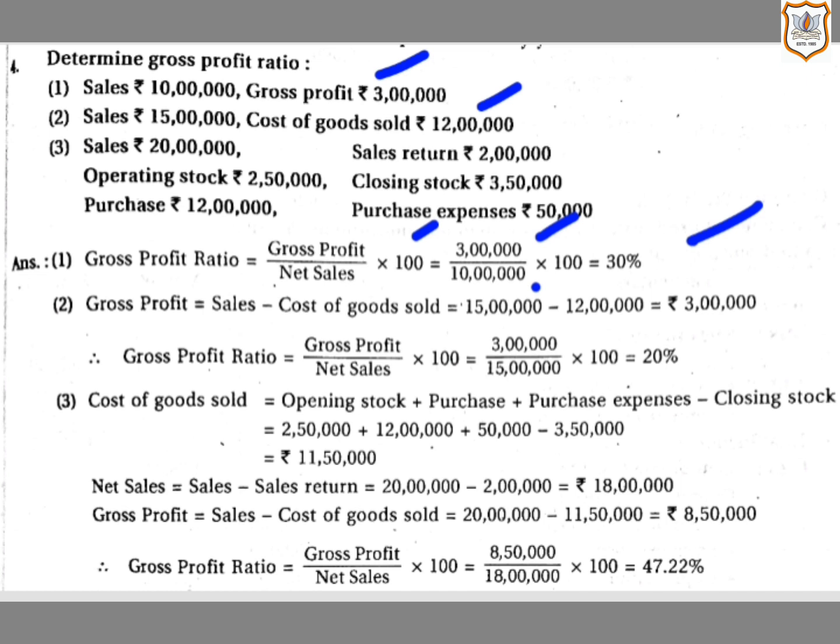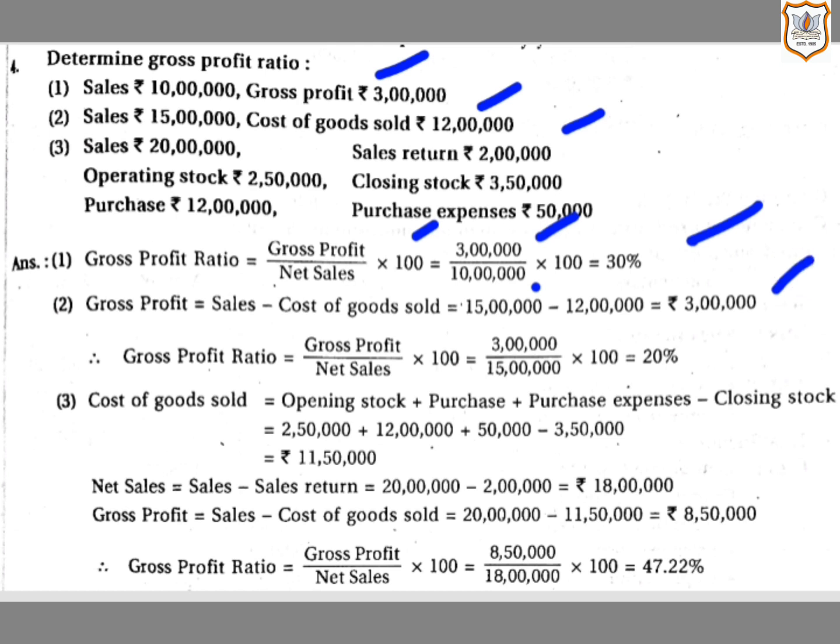Now let us see second one. Here sales is 15 lakh, cost of goods sold is rupees 12 lakh. So here first we need to find out gross profit. Here gross profit would be sales minus cost of goods sold. So 15 lakh minus 12 lakh, that comes to 3 lakh. 3 lakh is our gross profit.